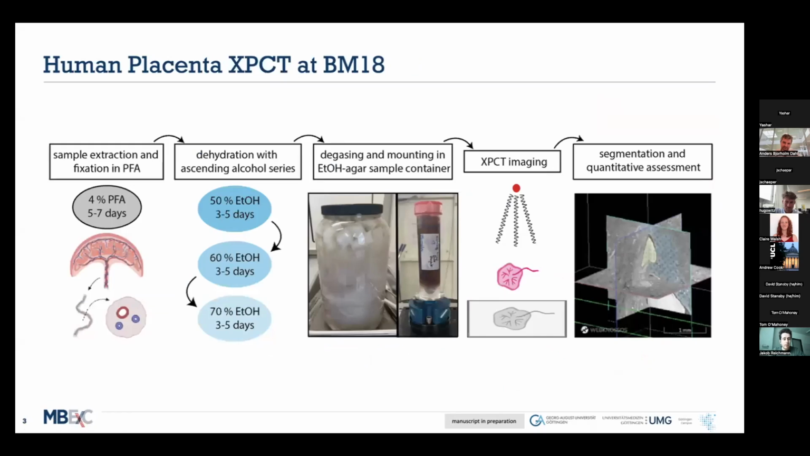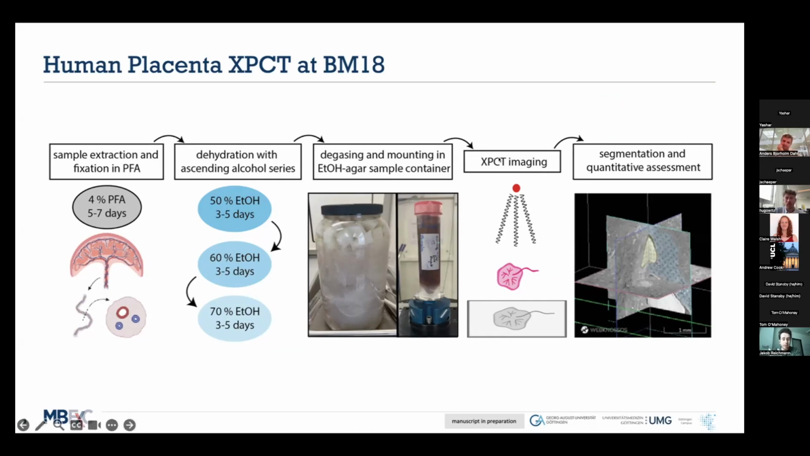So before the imaging could be done, we extracted the samples and fixated them in 4% PFA for 5 to 7 days, and then had an ascending alcohol series to reduce the amount of water and replace it with alcohol to improve the contrast in our imaging. And then the degassing and mounting. So basically the preparation was done according to the HiP-CT protocol, which was already published by Walsh et al. from UCL, with just very slight modifications.